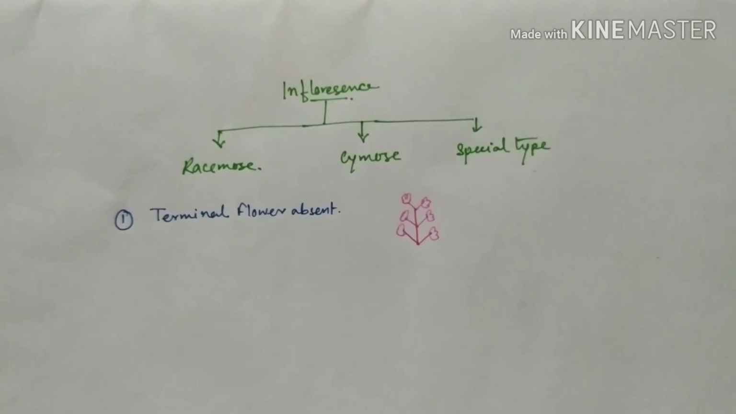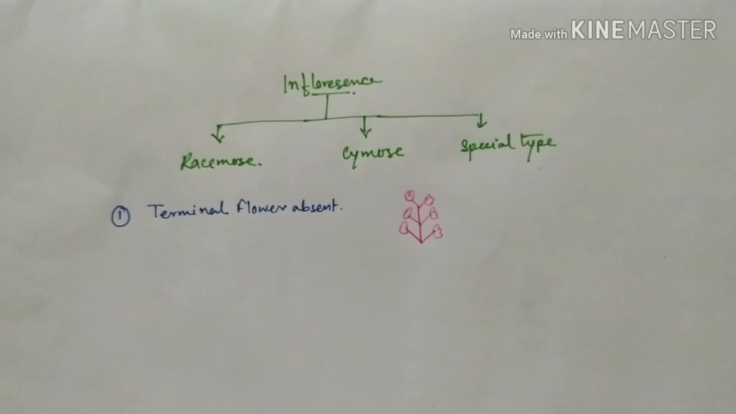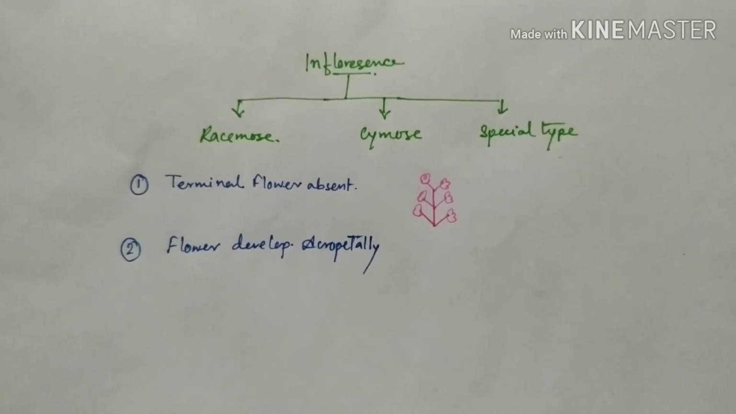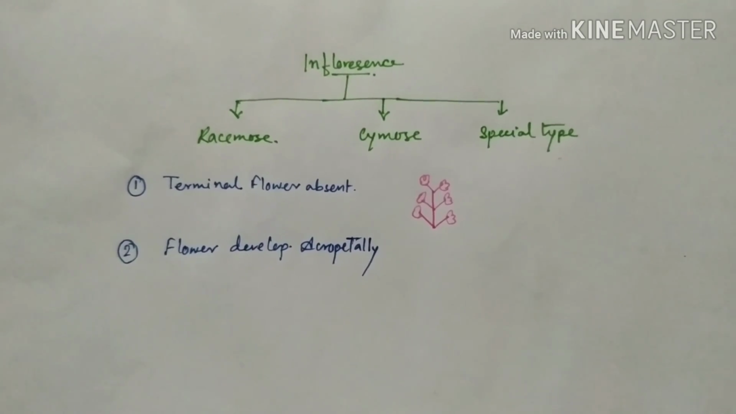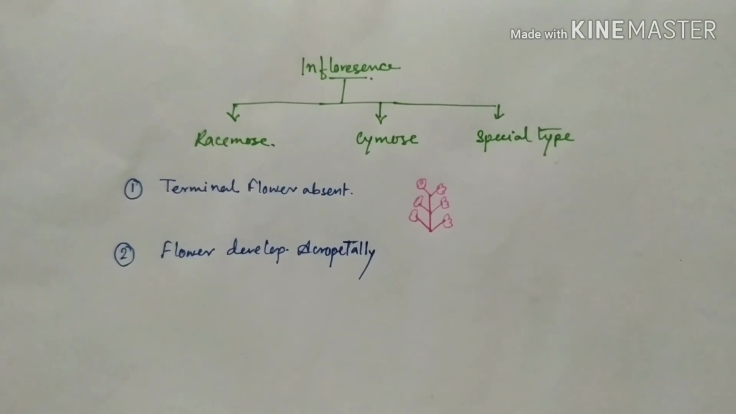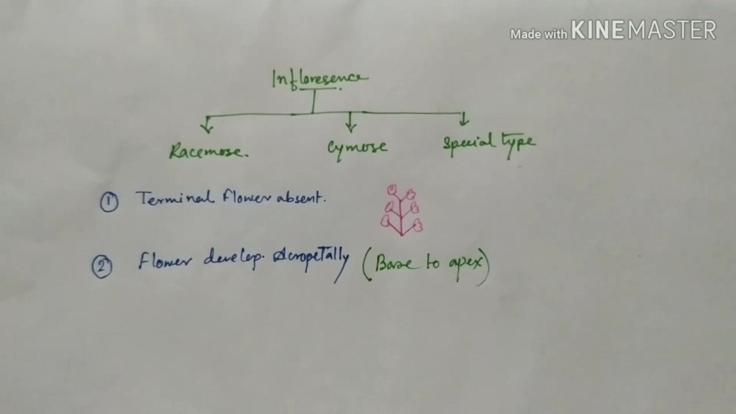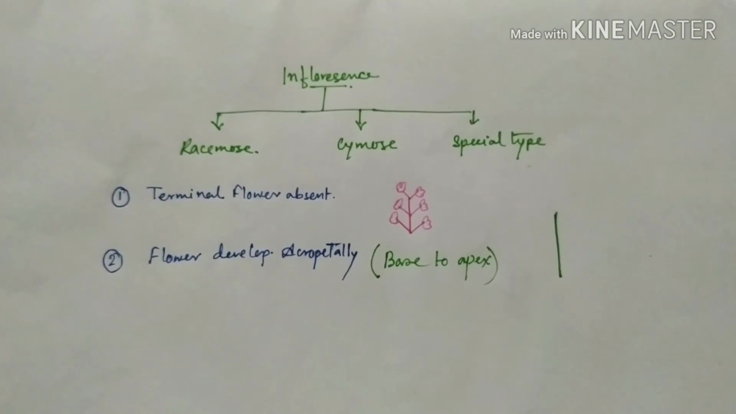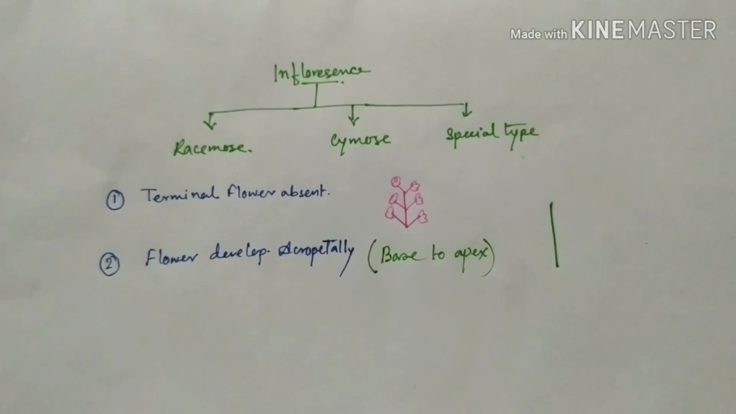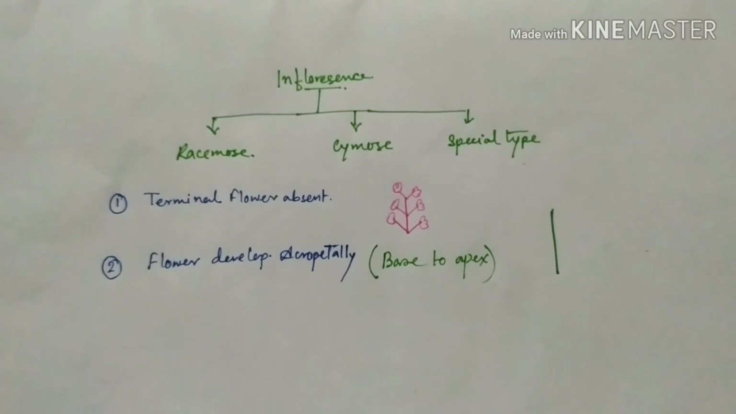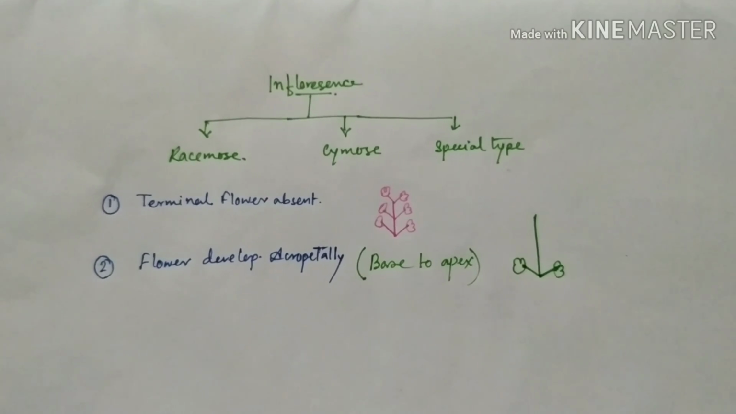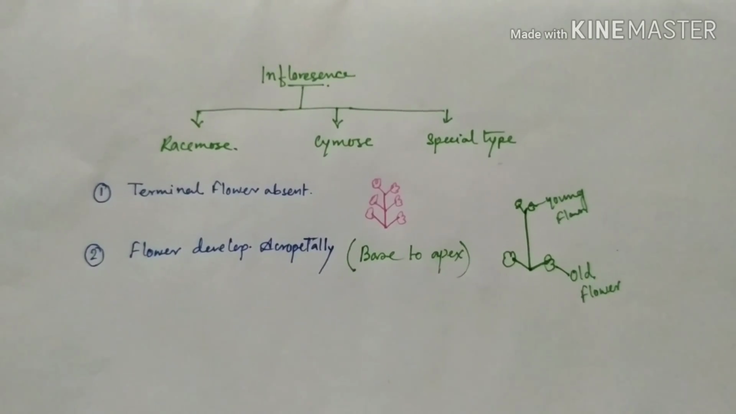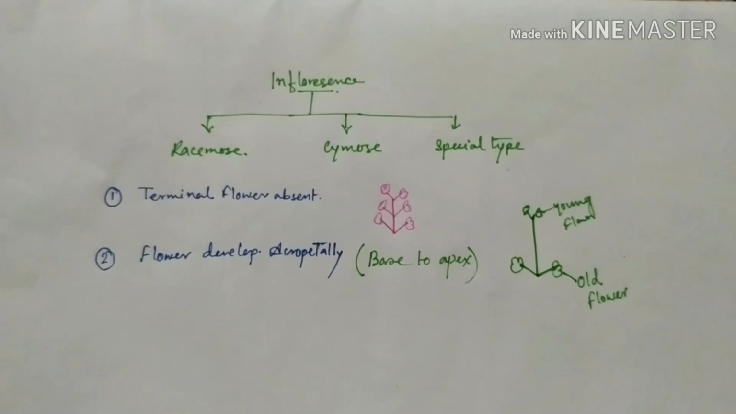And another important character is that flowers always develop in an acropetal manner. Acropetally means flowers develop from base to apex. So obviously, if flowers originate from base to apex, then the lower region contains old flowers and gradually the upper region contains young flowers. So these are the two main characters we always get in racemose type of inflorescence.